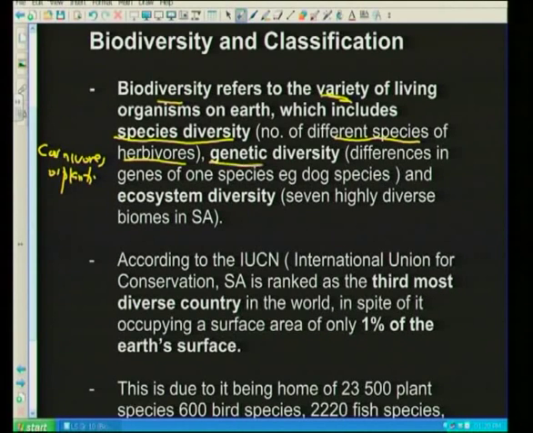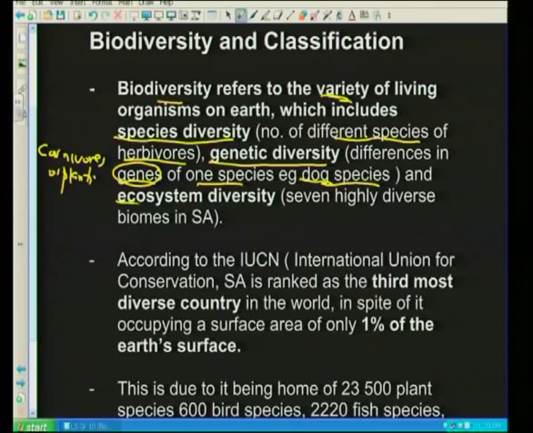Then we look at genetic diversity. This refers to the differences in the genes of one species. Example, there are many different types of dogs or dog species, and that is due to the genes, the variety of genes in a particular species.